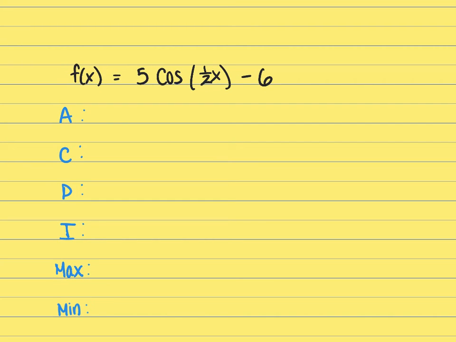So remember, A stands for amplitude. Remember the number in front, the absolute value of A is my amplitude. The number next to the X is my B, or my frequency, or my number of cycles. And the negative 6 is my vertical shift, or in other words, my new midline.